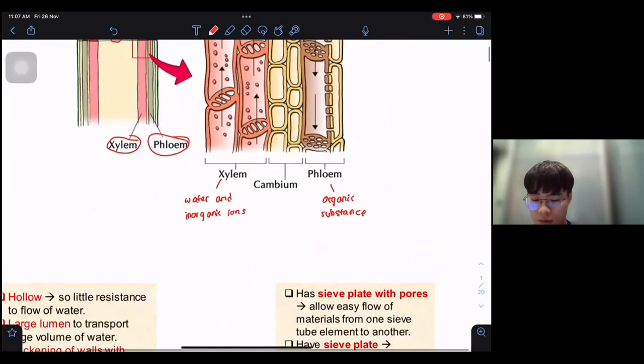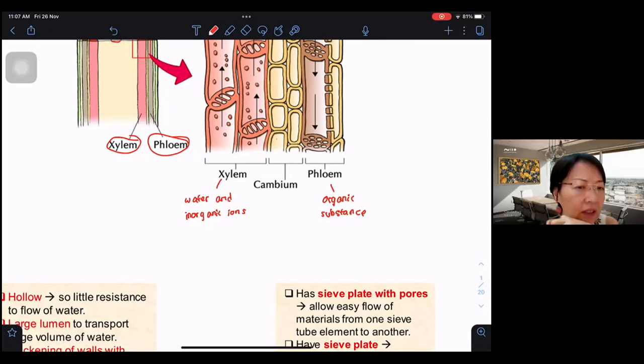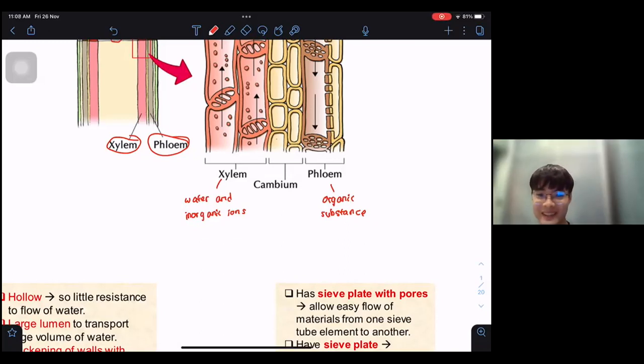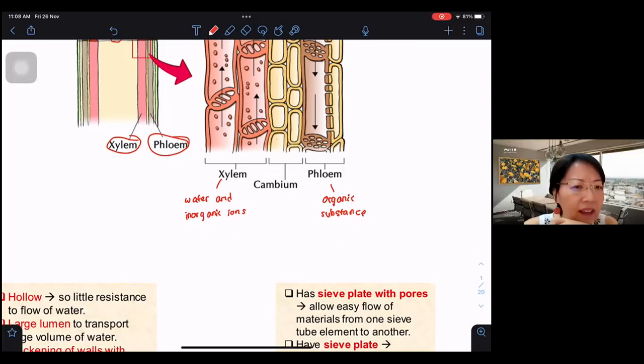For xylem, it's actually made out of 4 cell types, which are xylem vessels, parenchyma cells, sclerenchyma cells, and also tracheids. Xylem vessel is made up of xylem tissue. So this cell is a xylem vessel element, I think.